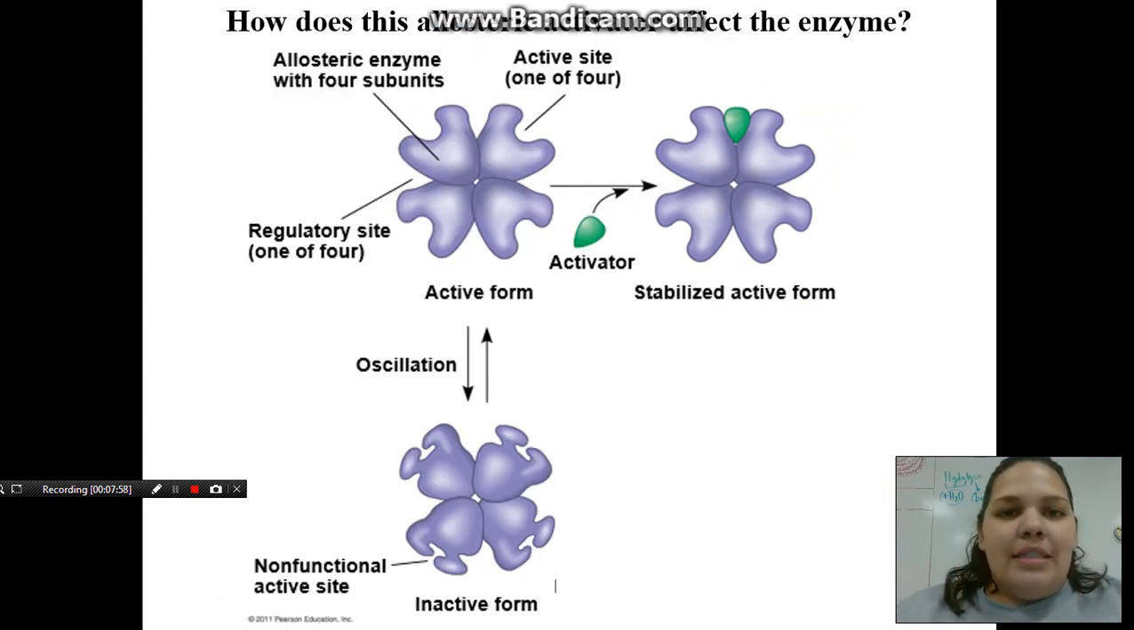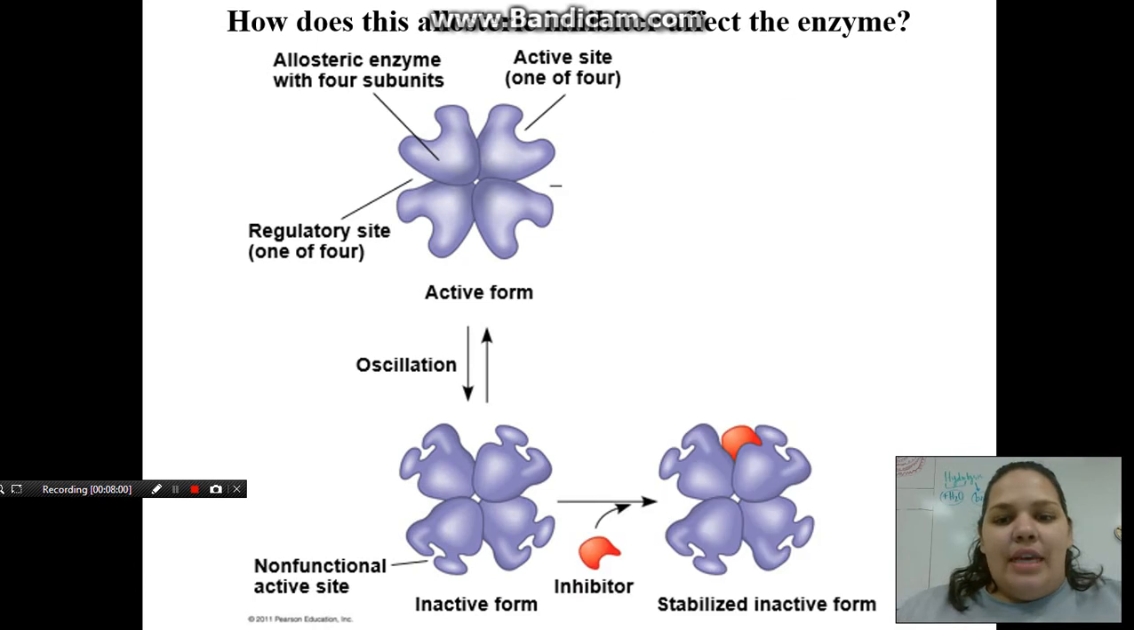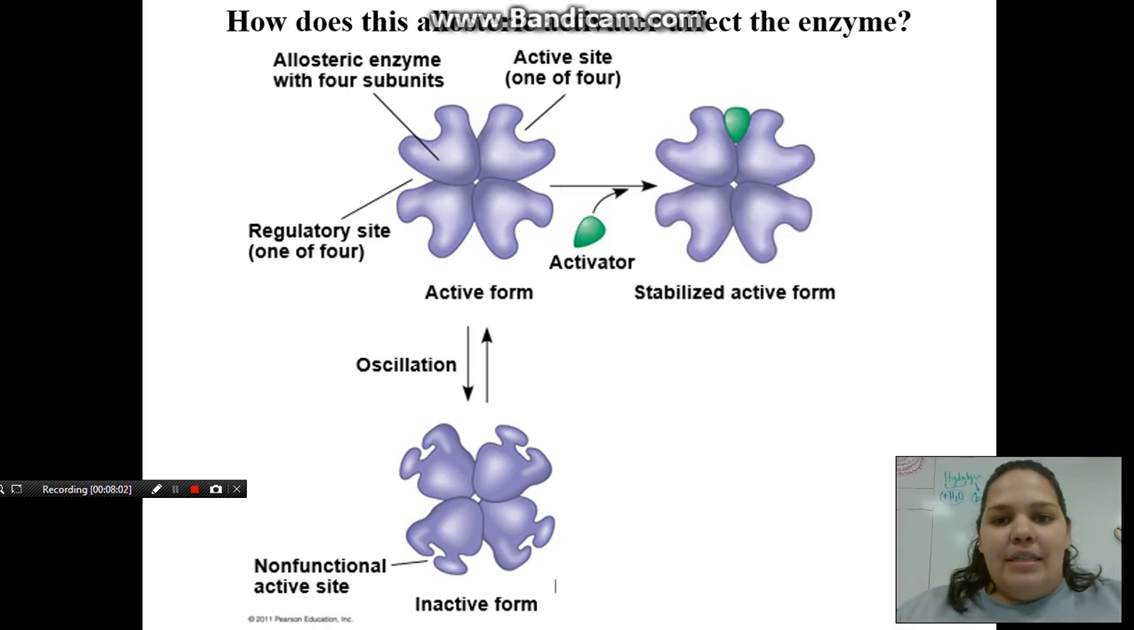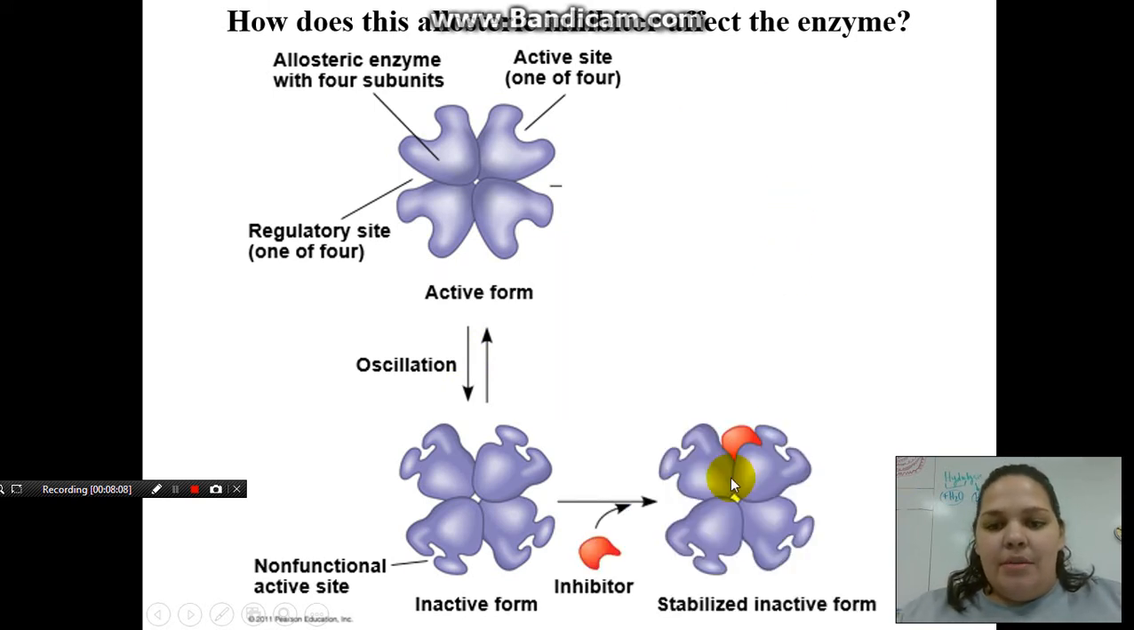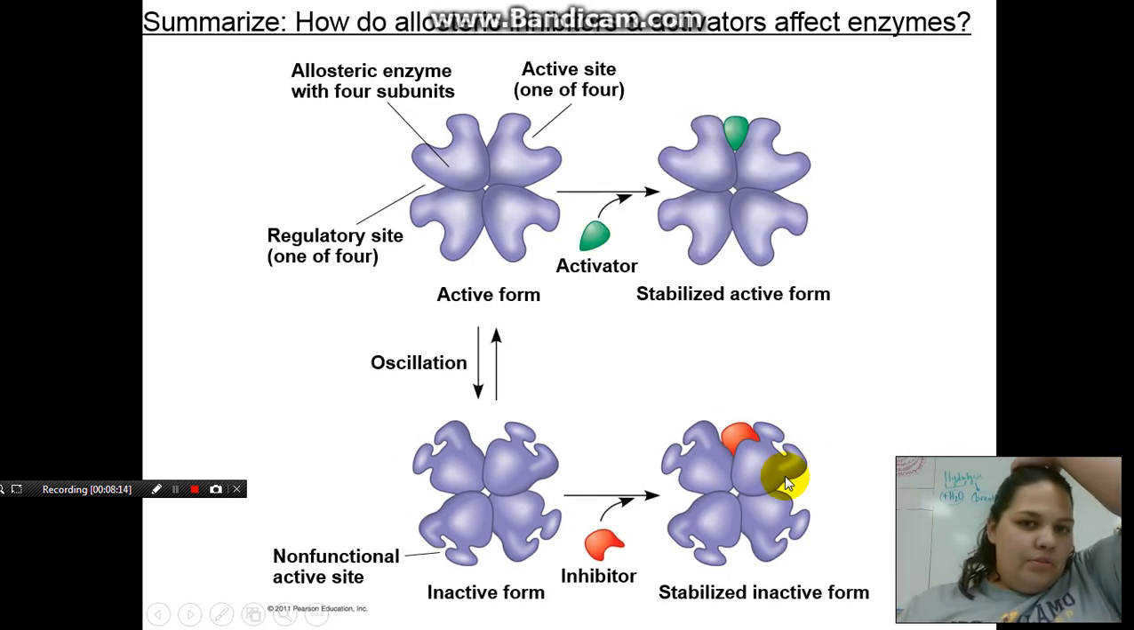So how does this allosteric activator affect the enzyme? We can see that we have an activator. Once we put the activator on, it actually opens it up. But when we put on an inhibitor, it's going to change the active site so nothing can bind. Make sure that you summarize how these two will affect enzymes.